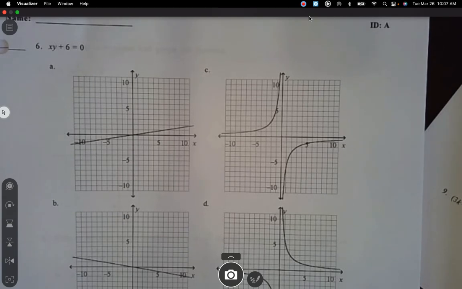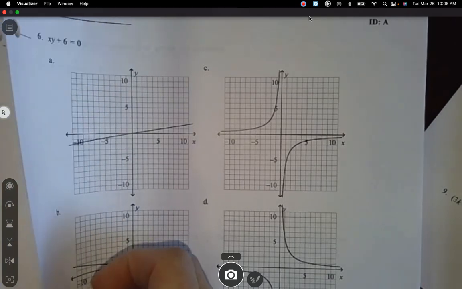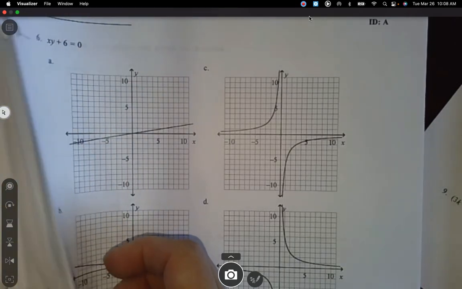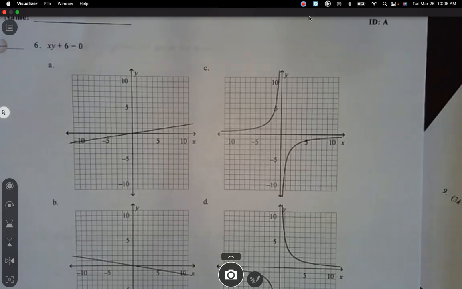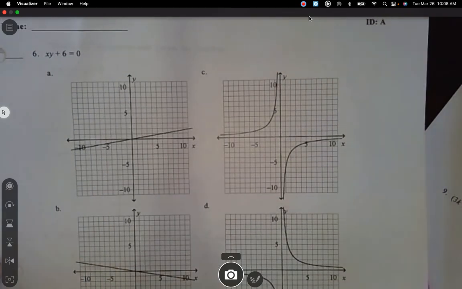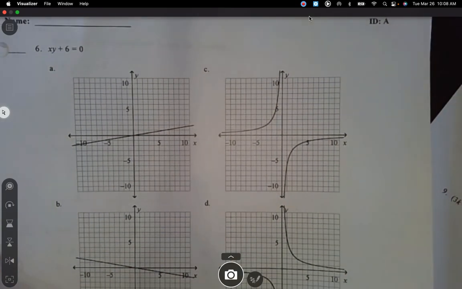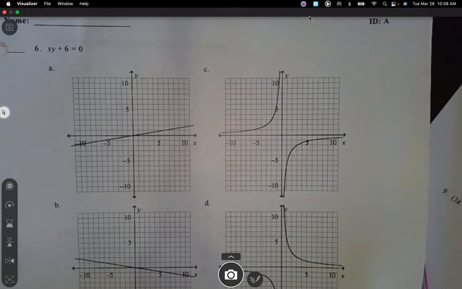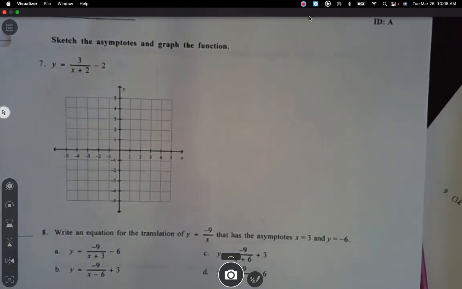Do y'all still want the answer though? Let me see if I even have the answers out. I don't have your answers. Oh, this is number 4. No, number 6 is C. But number 6 is not on there, okay? On both sides. But it was C. Okay, 7 is on there, and it says sketch the asymptotes and graph. It's going to say that, so make sure you do that.